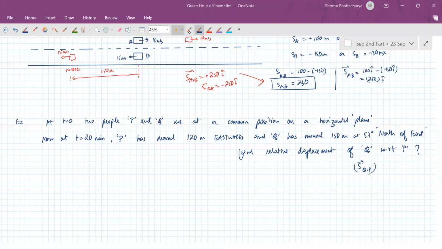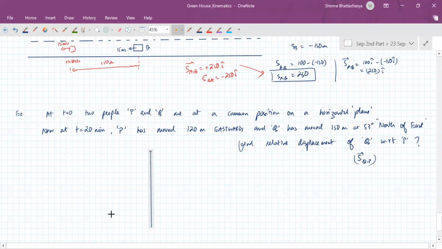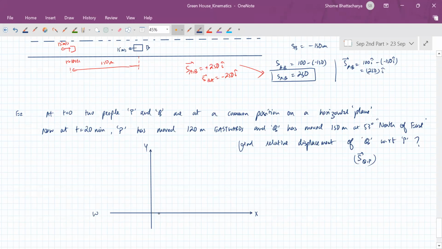And in any case, now you have to tell the direction geographically, meaning whether it is north, south, east, west, like that. You understand the point? So let's say I am taking my xy axis such that this is west to east, and my y axis is south to north, and the origin is the common point from where P and Q both started at t equal to 0.